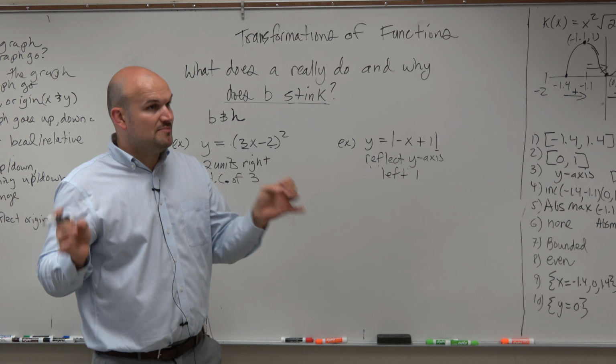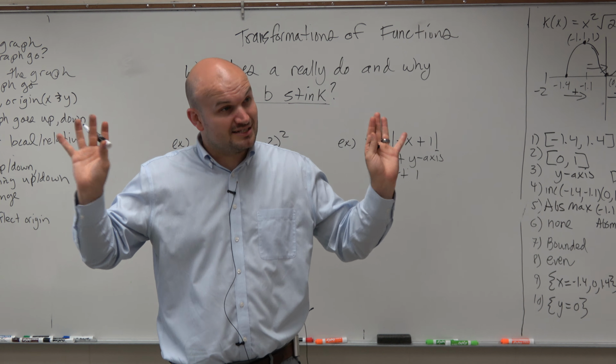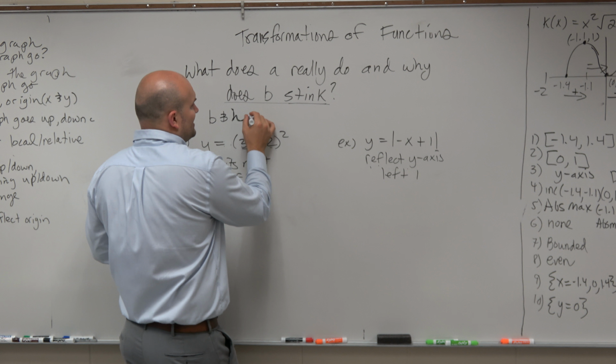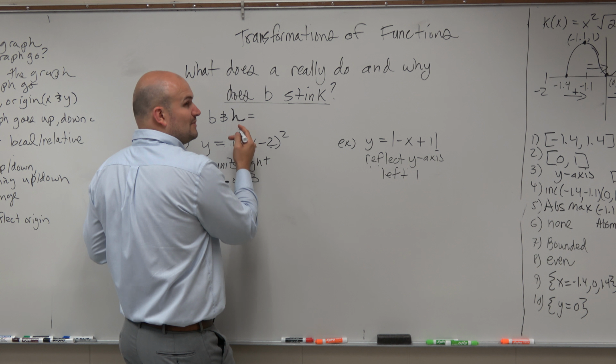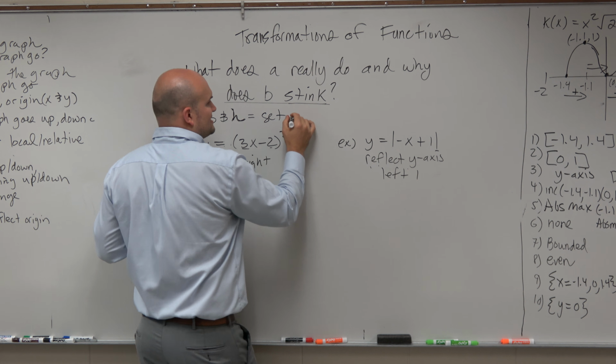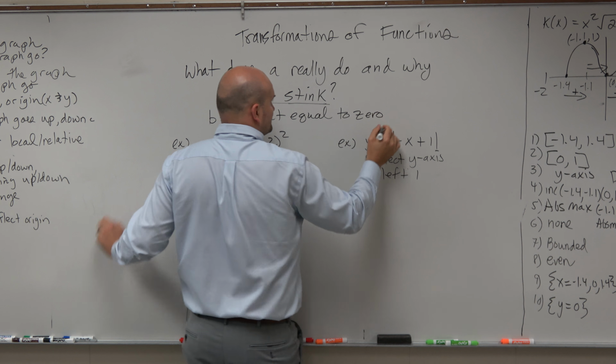Yes. Whenever there's a B and an H, you have to have that little siren saying, uh-oh, this can be tricky. I've got to make sure I'm doing this correctly. So to find the B, when you have a B and an H, the best way to do this is to find the transformation by setting it equal to 0.